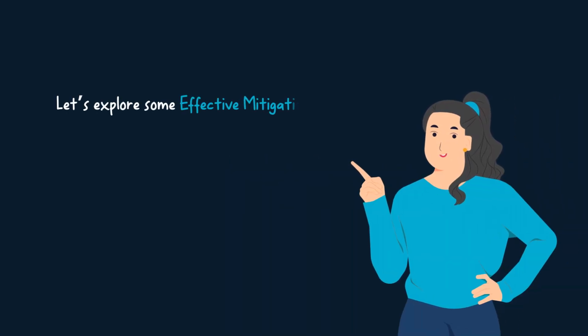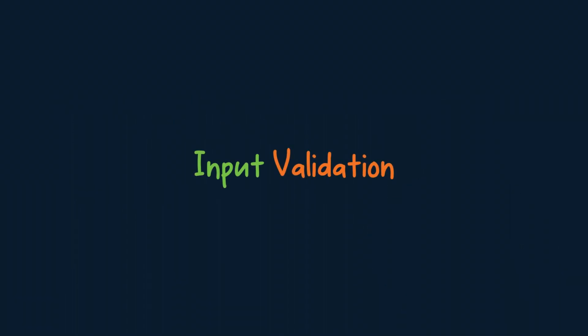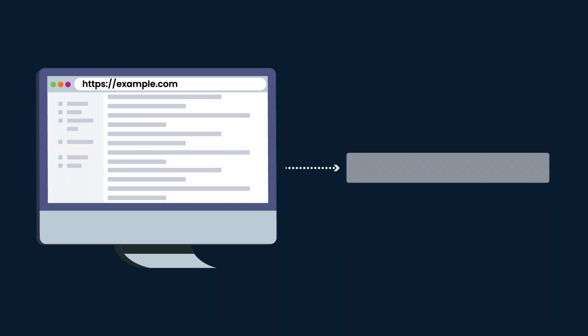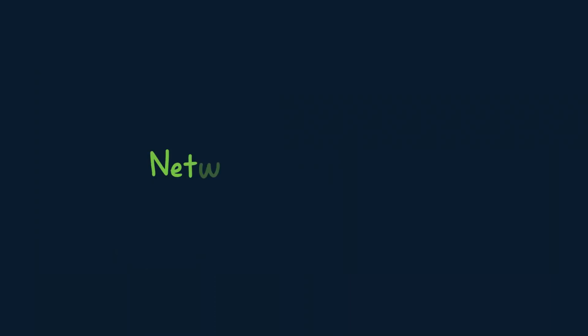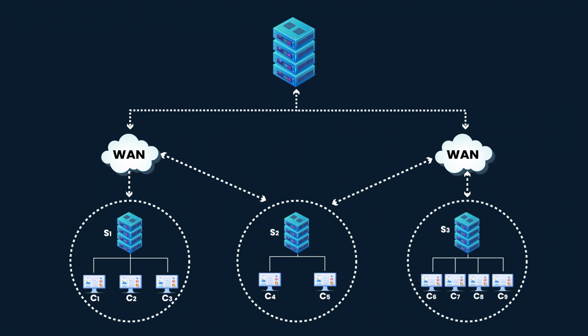Mitigation. Let's explore some effective mitigation strategies for SSRF vulnerabilities. Input validation. Implement comprehensive validation mechanisms for user-supplied URLs to prevent malicious inputs and enhance the security posture of your application against SSRF attacks. Network segmentation. Divide the network into segments to limit the impact of SSRF on internal resources. Implement network segmentation measures to isolate critical systems and minimize the potential damage caused by SSRF attacks, enhancing overall security.